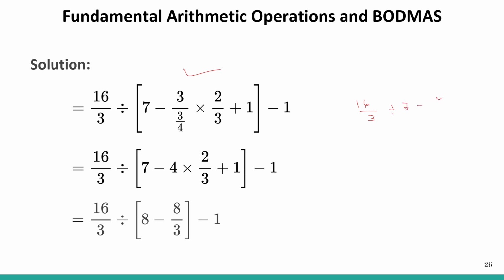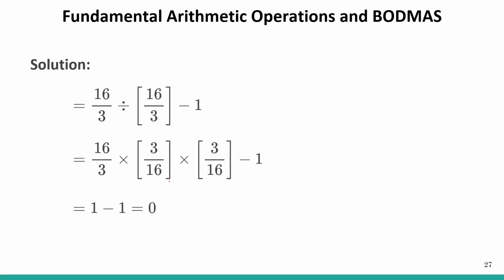So this will be 4 into 2 by 3 plus 1 minus 1. So this will be equal to 4 into 2, so this will be 8 minus 8 by 3. So minus 1 is equal to what? 16 by 3 divides 16 by 3 minus 1. So this will be 3 by 16.